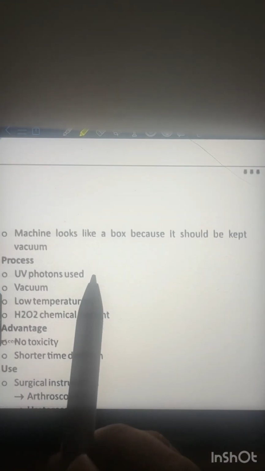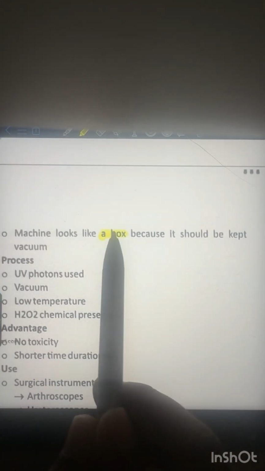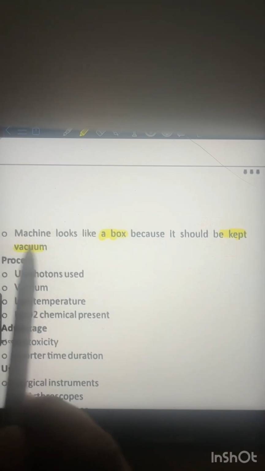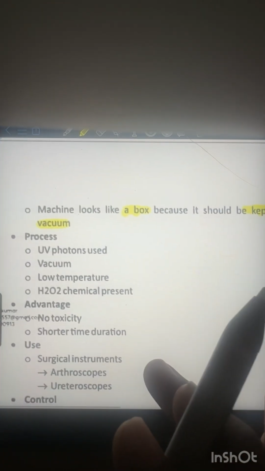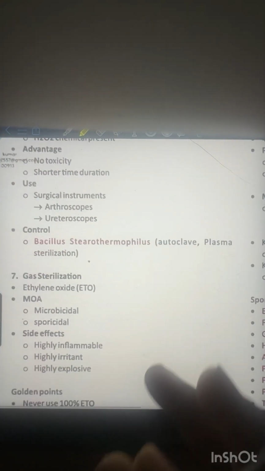So why is it all closed from everywhere? I can't see what is happening inside it. Why is that so? Because I have to make sure that I have maintained a low temperature inside it, and I have maintained a vacuum situation. Only then will I create plasma. So how will plasma be created? You will have to use a chemical called H2O2, and you will have to use UV photons. These are the 4 requisites that you have.